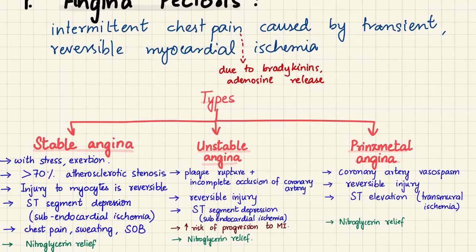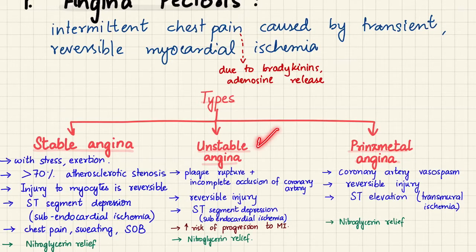Stable angina occurs when we have greater than 70% atherosclerotic stenosis, and this only occurs with stress and exertion when the myocardial demand of oxygen increases. This injury to myocytes is reversible, and one thing to remember is ST segment depression, because it causes subendocardial ischemia. I will come to this point in the next slide. You'll understand this. But the clinical symptoms, we have chest pain, sweating, and shortness of breath, and it can be relieved by nitroglycerin. Every form of angina can be relieved by nitroglycerin.